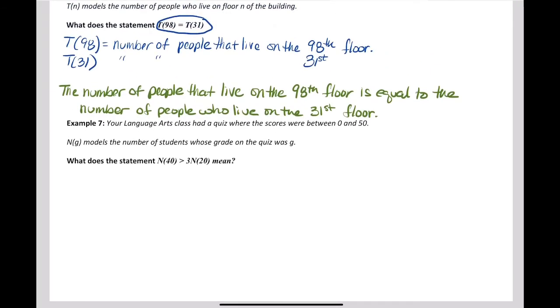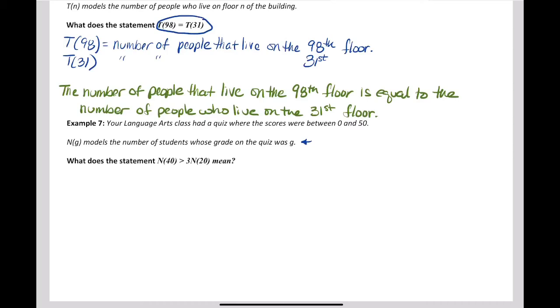All right, now down to our last example here, the abstract Olympics of algebra. For number 7, your language arts class had a quiz where the scores were between 0 and 50. So N of G models the number of students whose grade on the quiz was G. What the heck? So abstract. Why would someone get a score of G? Just give me some numbers, right, Mr. Albert? I know, but this is how function notation works. We're going to get very abstract.